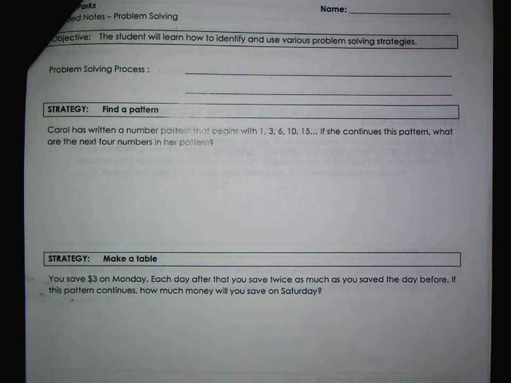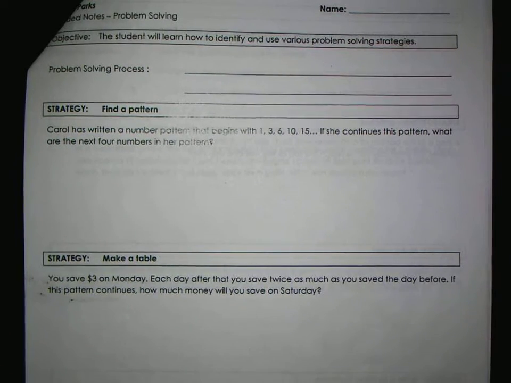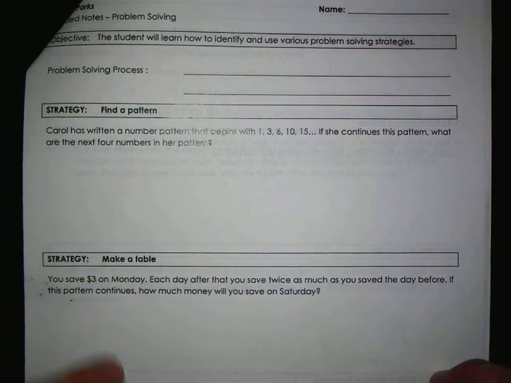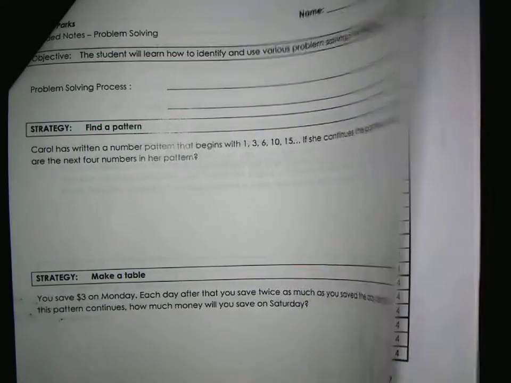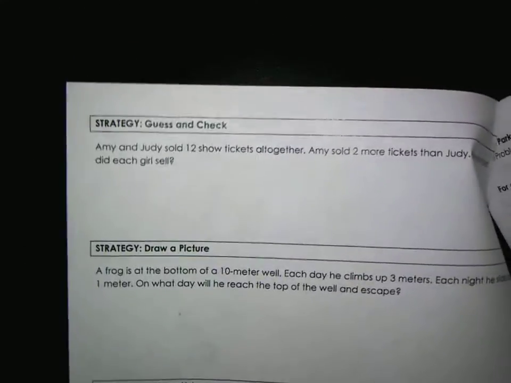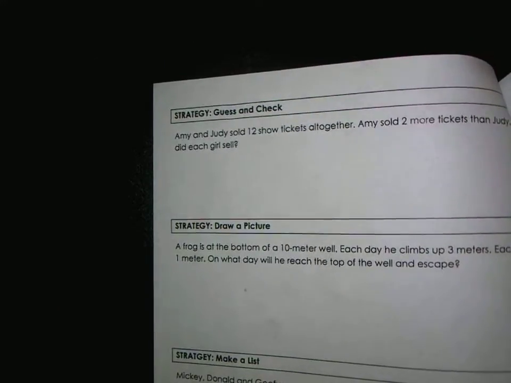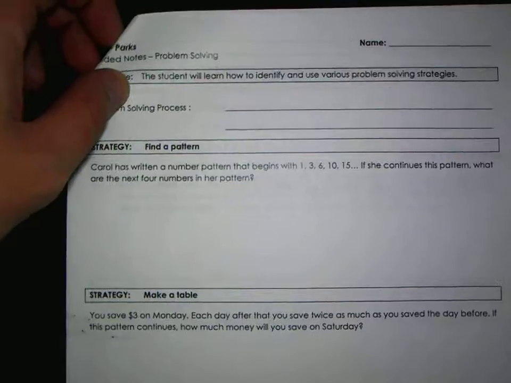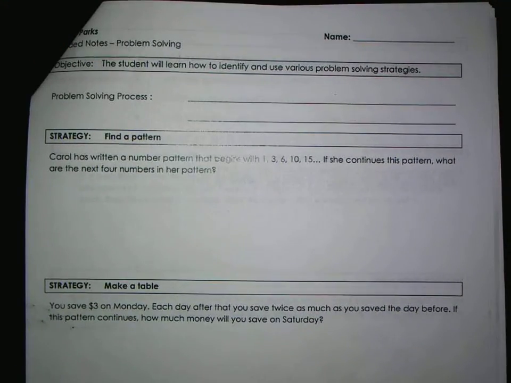Alright, so we are going to learn how to identify and use various problem-solving strategies. And some of those strategies are find a pattern, make a table, work backward, guessing and checking, drawing a picture, make a list, write a number sentence, and then some are just logical reasoning. Now, you can use all of these strategies on the ACT.